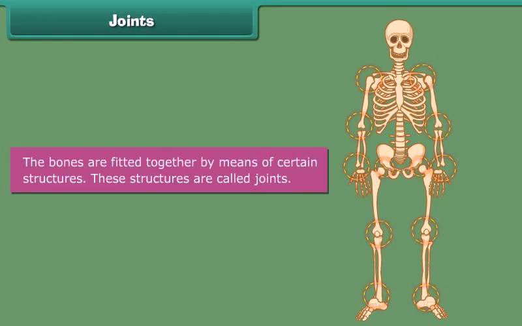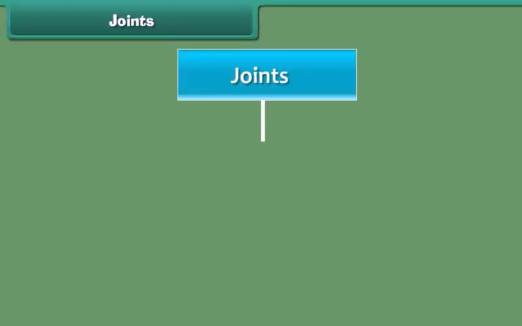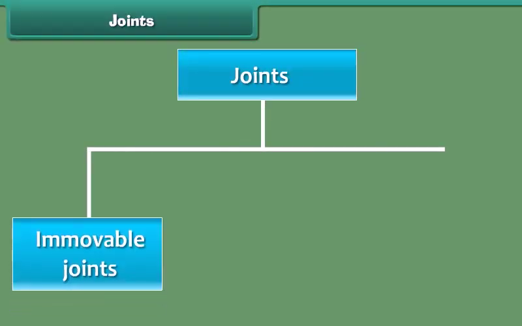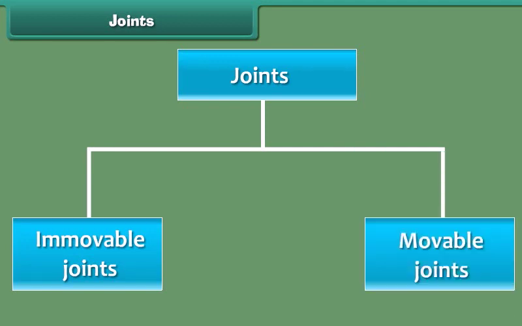The bones are fitted together by means of certain structures. These structures are called joints. Joints facilitate body movements. There are two main types of joints: immovable joints and movable joints.